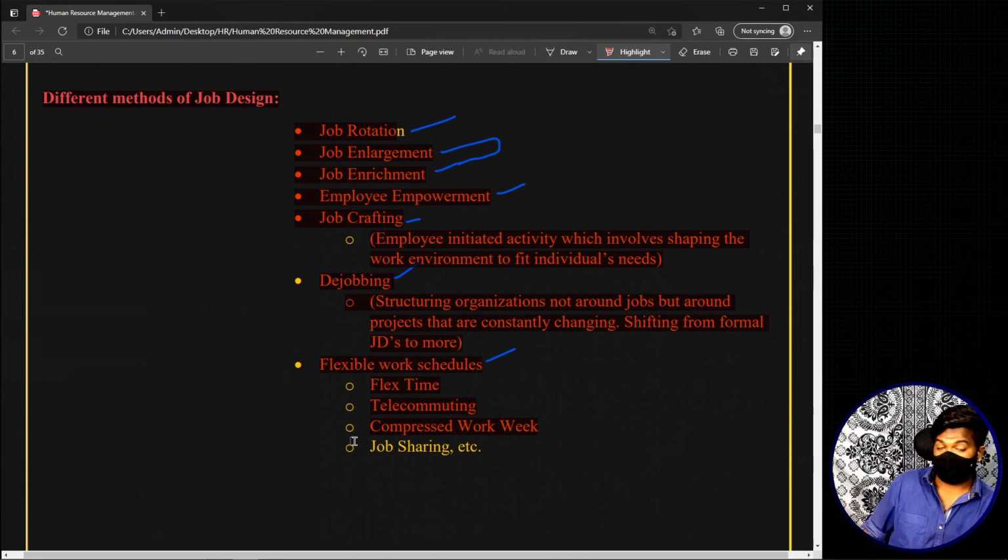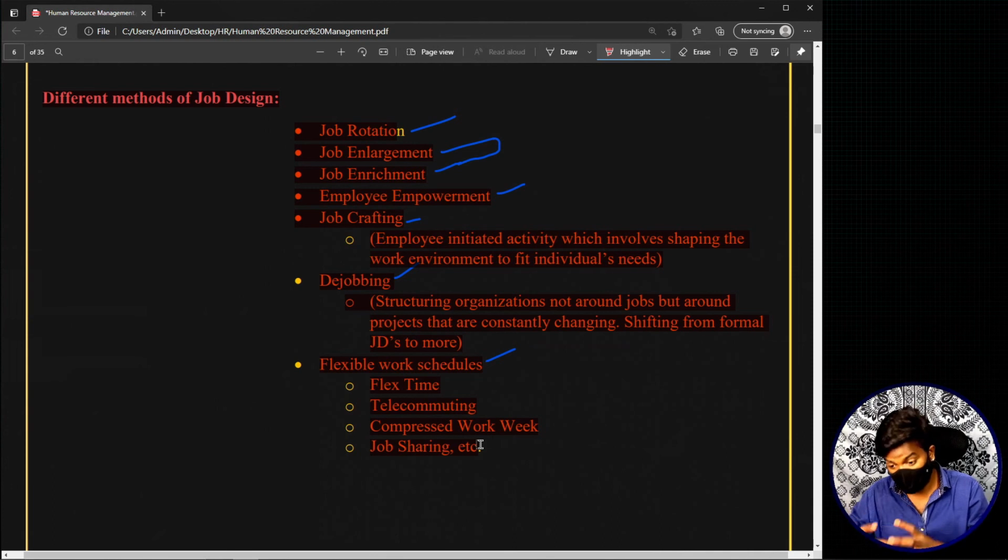Now the last method in this flexible work schedules method of the different methods of job design is job sharing, where a single job is shared between two or more individuals, so that it would be easy, and each and every employee may feel it's less burden, or they may be involved in new tasks and all these things. So this is basically the method of job sharing. So these are the different methods of job design, right?